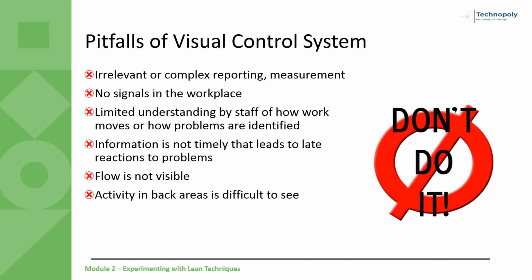Here are some of the pitfalls of visual control system. Irrelevant or complex reporting or measurement. Reports are not related to the current issue or problem. The reporting even takes more time than fixing the actual problem. There are no signs or signals of what is happening in the workplace. Limited understanding by staff of how work moves or how problems are identified. Only experts or experienced staff know how the work is done. The knowledge is not shared among the team. Information is not timely, which leads to late reactions to the problems. Flow is not visible to everyone, so activities in back areas are difficult to see.